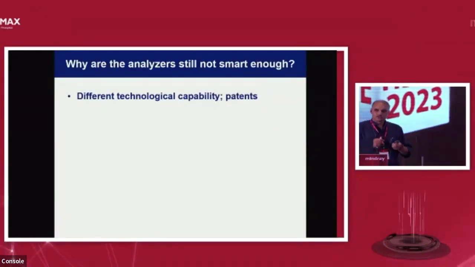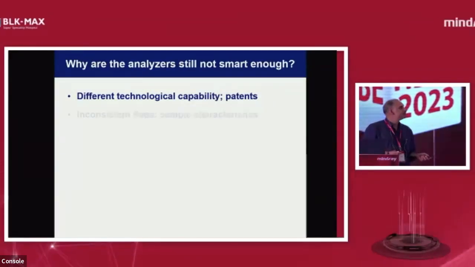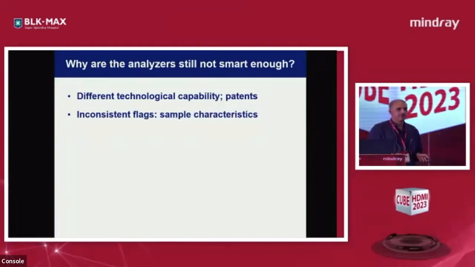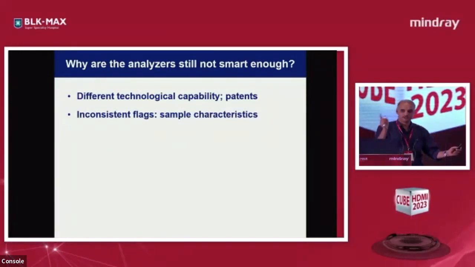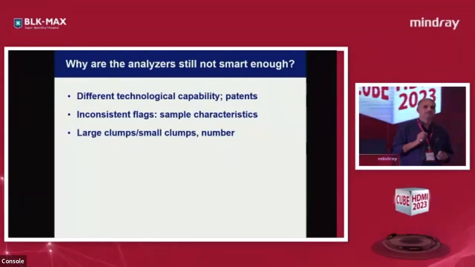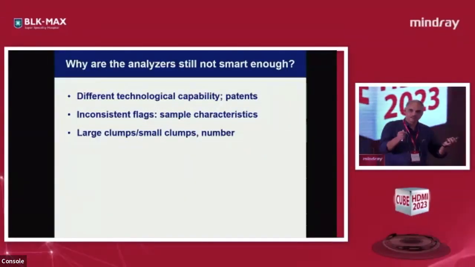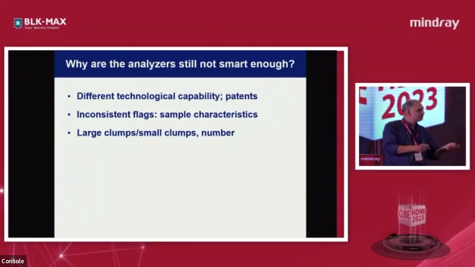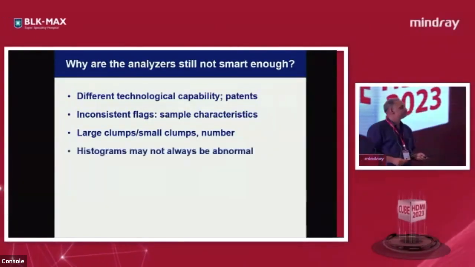So why are the analyzers, so many analyzers, so many companies, more advancements, why are they still not smart enough? Different technologies and capabilities. One is patented, one technology that picks up one artifact better than the other. One has another technology. Flagging is inconsistent. Sample characteristics do affect this. Platelets, we know there can be large clumps, very large clumps, small clumps, occasional clumps, and lots of number issues. Platelets are our worst enemies, even now.